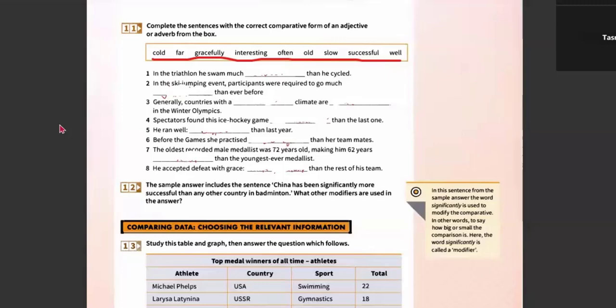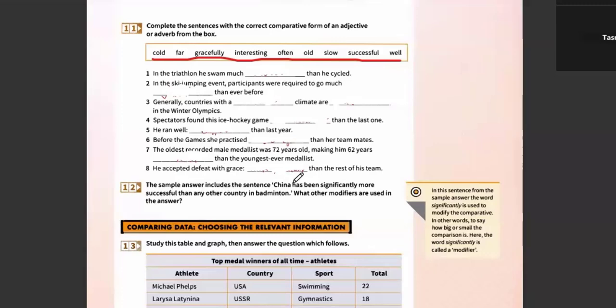He accepted defeat with grace, more gracefully than the rest of his team. Well done. Very good, Tasmia. That was great. You did very well. So you had all the correct answers here. Well done. Now let's see the tip that is given here. Okay, before that, let's look at number 12.